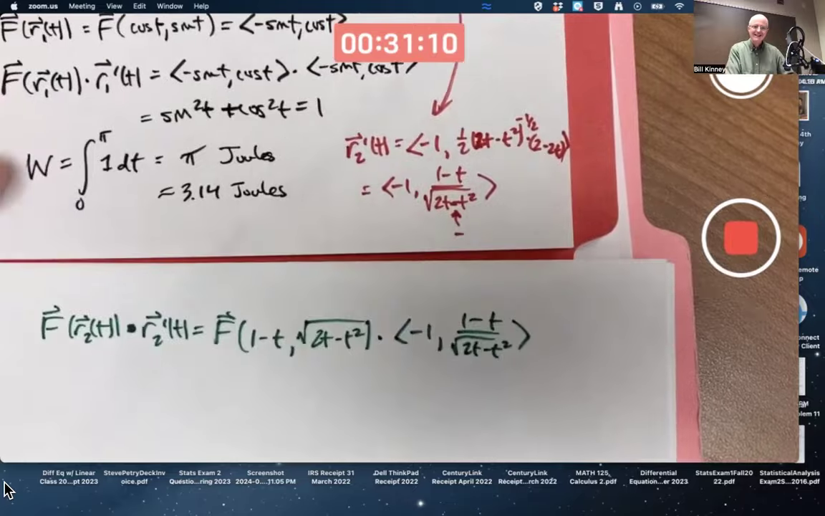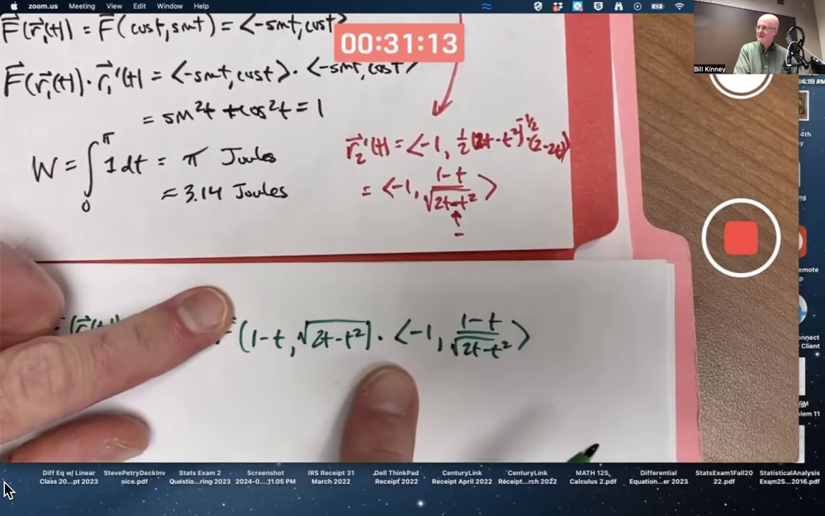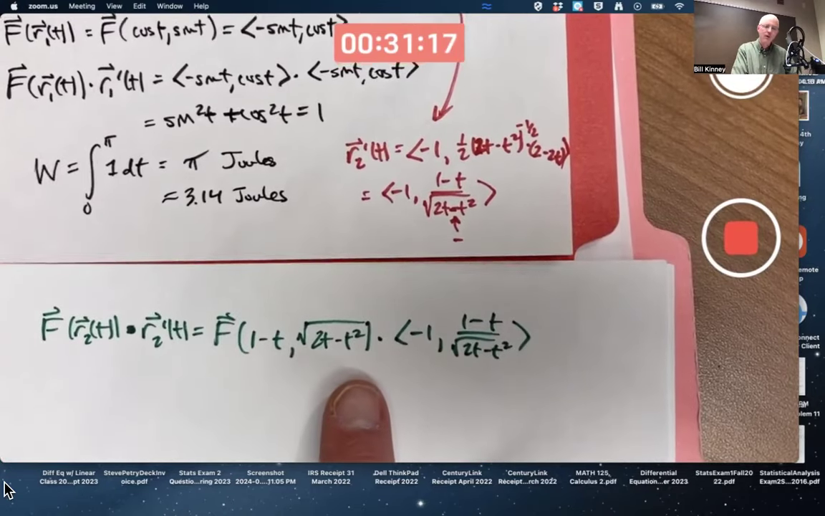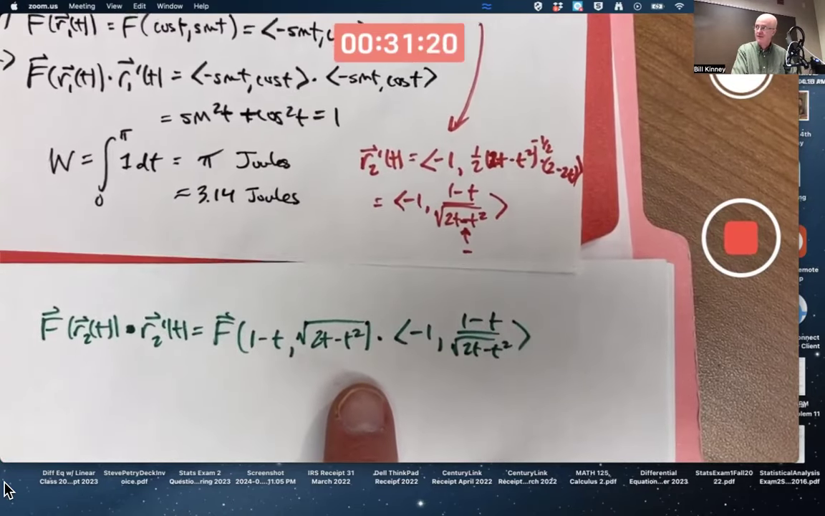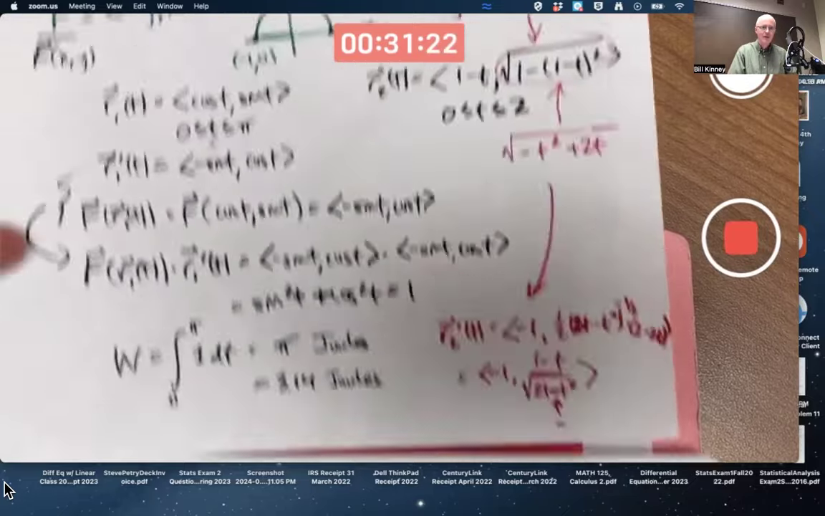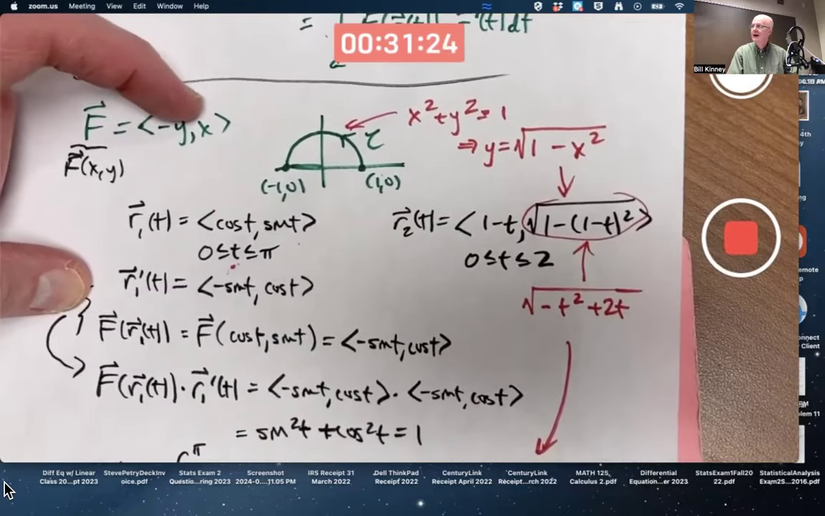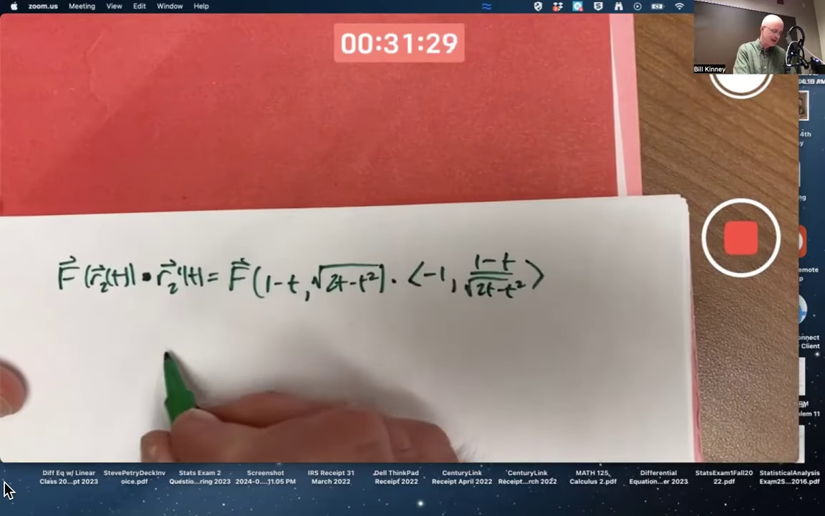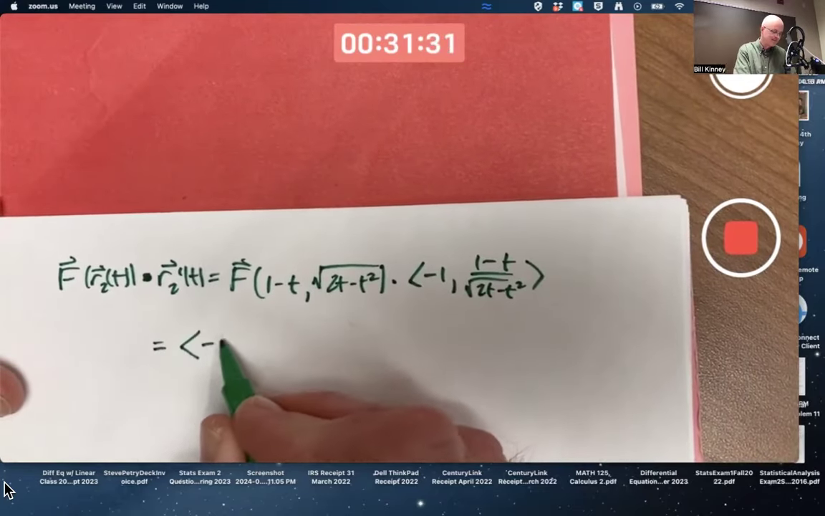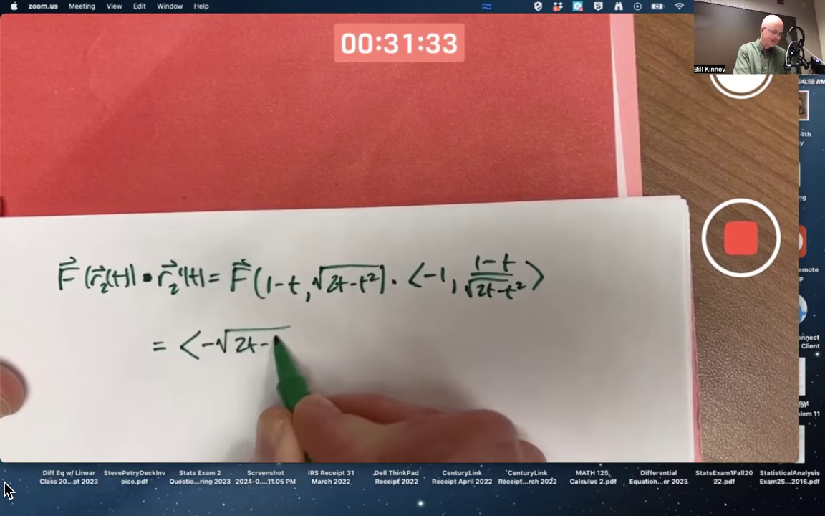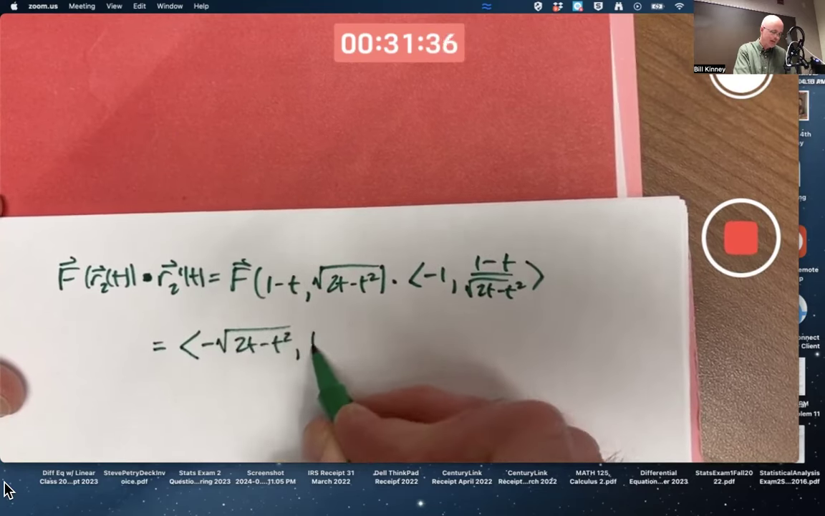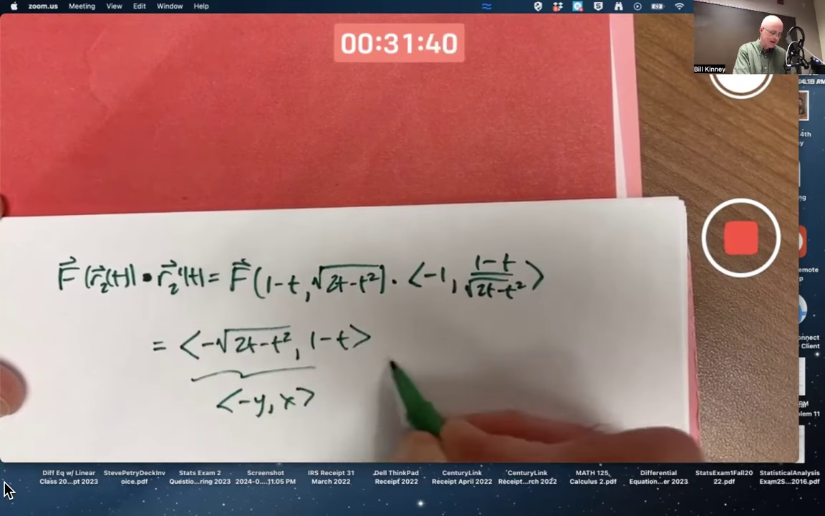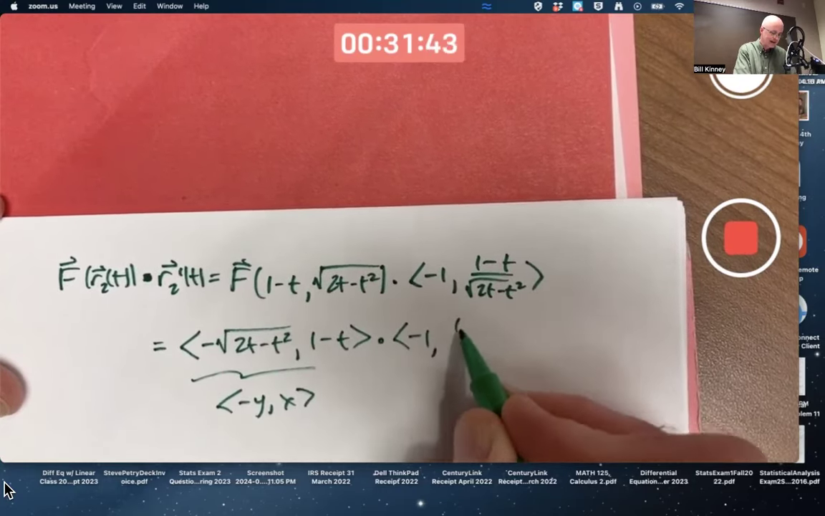Careful, it's tempting to ignore the F and just dot those. Like, oh, the square root's canceled. But that won't happen right away because I've got to use the formula for F, which is, again, negative y comma x. Oh, unfortunately, now the square roots will not cancel. Negative y comma x is what that is, dotted with this.